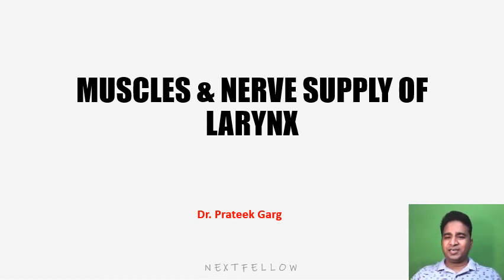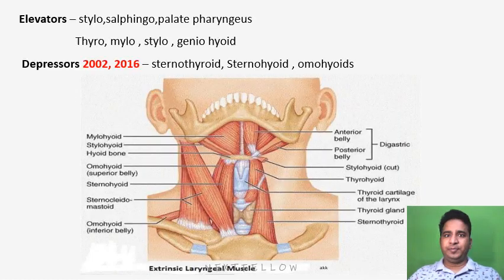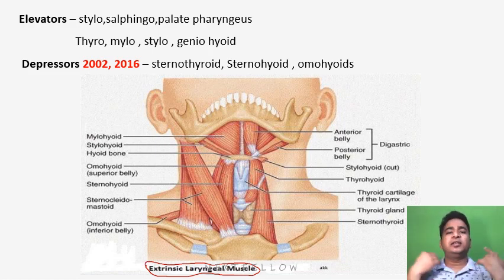Myself, Dr. Prateek Gar. So now we will discuss muscles and nerve supply of the larynx. Very important from the examination point of view. So firstly, there is the extrinsic group of the laryngeal muscles. All the muscles which are outside the laryngeal framework constitute the extrinsic laryngeal muscles.